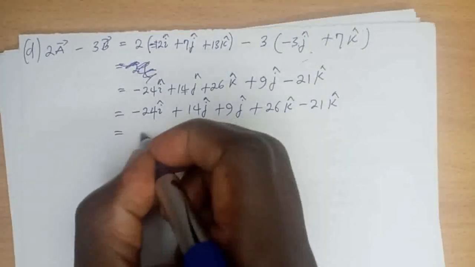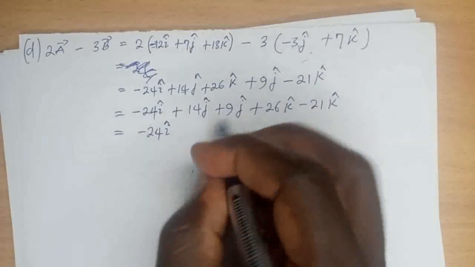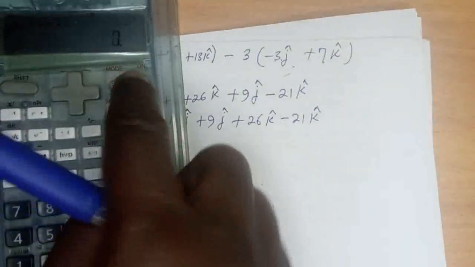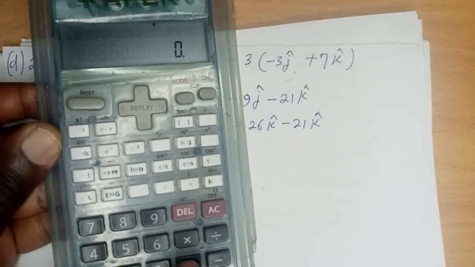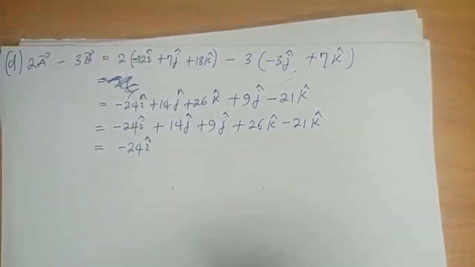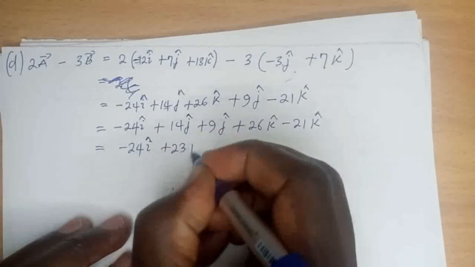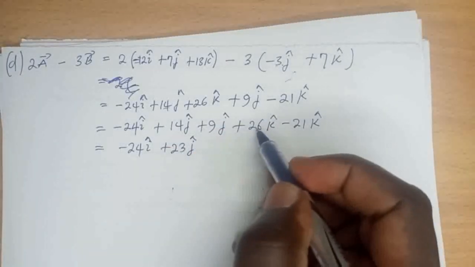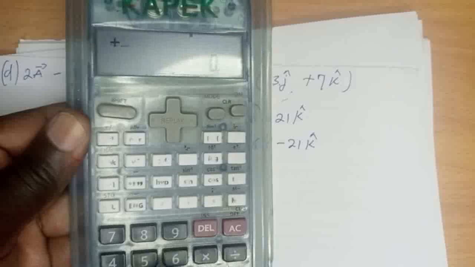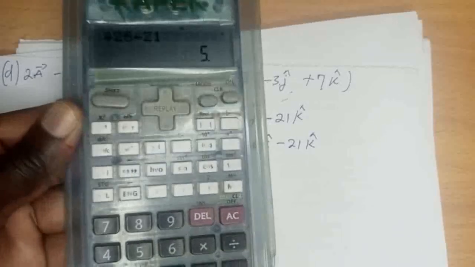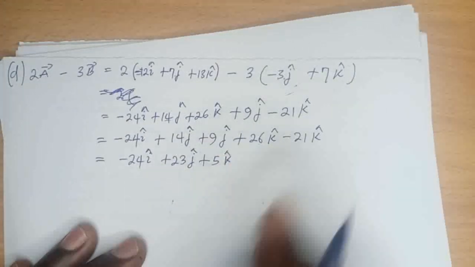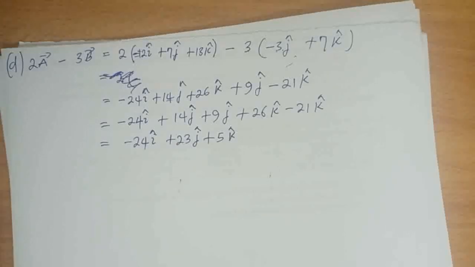Okay, this is equal to minus 24 I cap. Now add plus 14 plus 9. The sign, please do not leave the sign. What do you have? Plus 14 plus 9 is plus 23, so you have plus 23 J cap. Then here I have plus 26 minus 21, you have 5 and it's positive, so you have plus 5 K cap. This is your result for D.